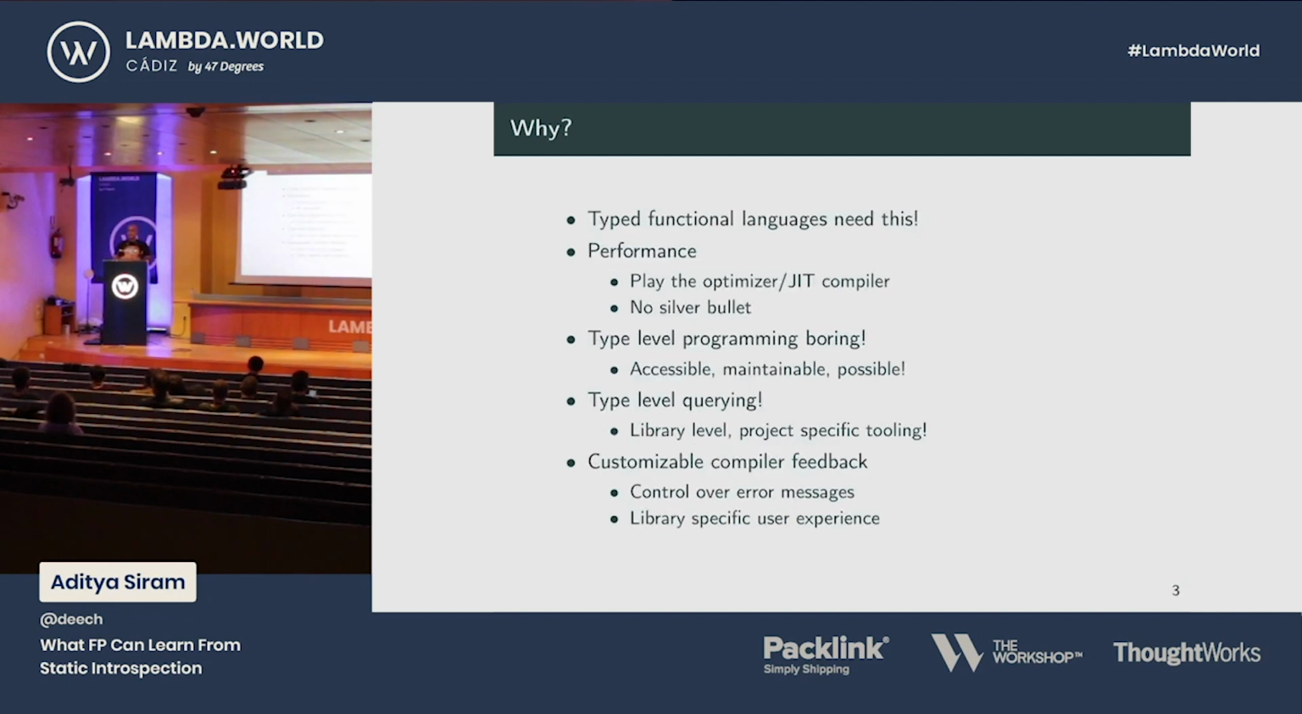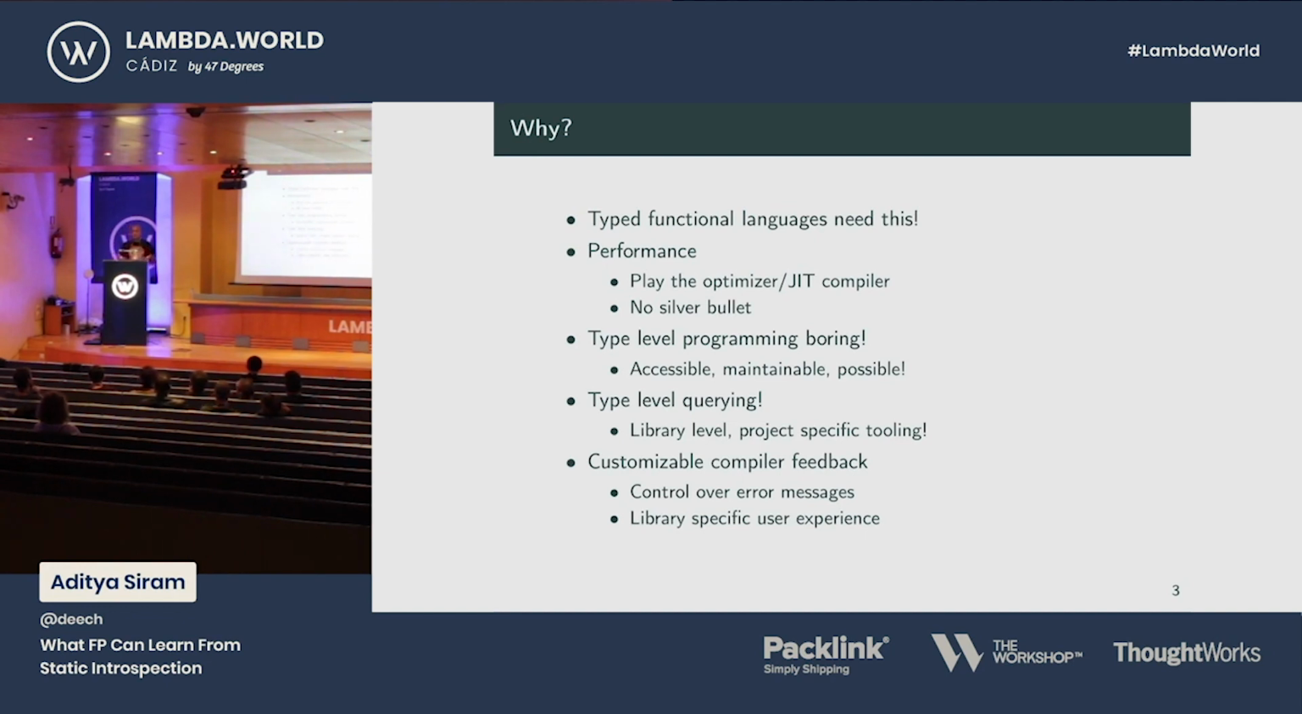So I'm going to argue that typed functional languages, like the Haskells and the OCamls, really need this. Scala has this already to a certain degree, but I think more languages should have it. One of the big touted benefits of compile time evaluation and static introspection is performance. If you Google either of those terms, you're going to see lots of talks and articles on how to make your code fast using these two techniques. While I think that is important, I think that's probably the least interesting part of either of those two things. So, it does work.